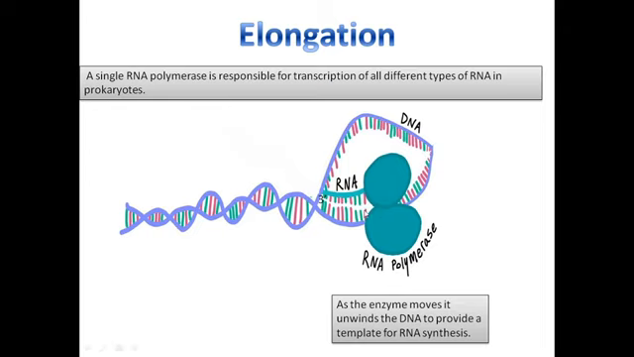Also, as this RNA polymerase moves further along the DNA, it goes on unwinding the DNA duplex due to its helicase activity, and this unwinding provides the template for the synthesis of RNA. Now this RNA at the 3' end, we are having ribonucleotides added and the chain elongates.